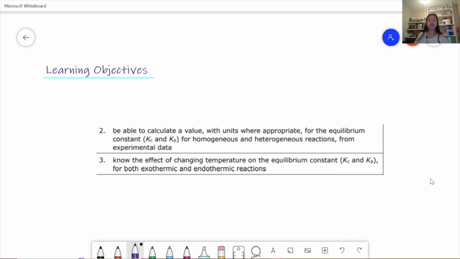Today's learning objectives are to be able to calculate a value for the equilibrium constant Kc and Kp from experimental data, and to also know the effect of changing temperature on the equilibrium constant for both exothermic and endothermic reactions.